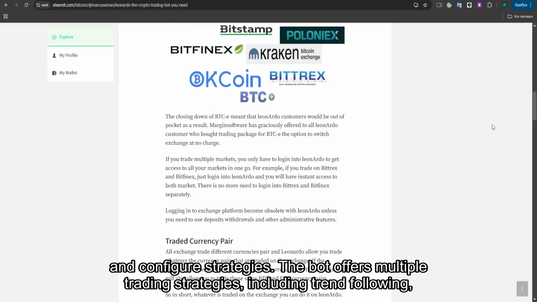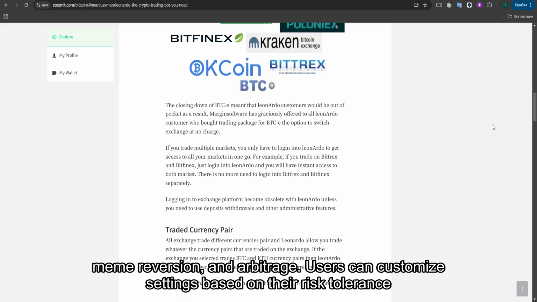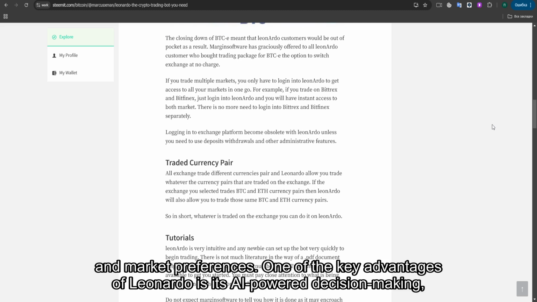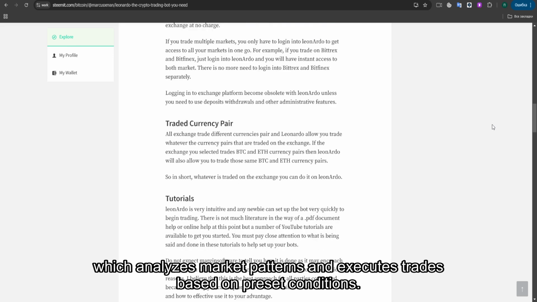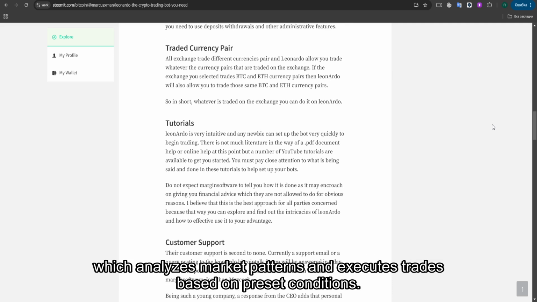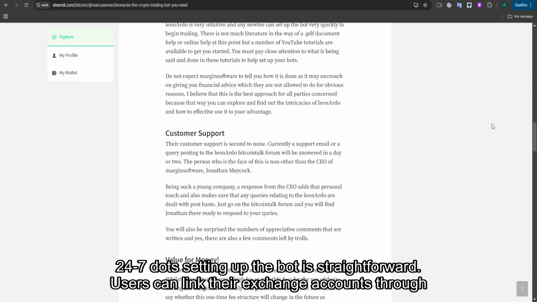The bot offers multiple trading strategies, including trend following, mean reversion, and arbitrage. Users can customize settings based on their risk tolerance and market preferences. One of the key advantages of Leonardo is its AI-powered decision-making, which analyzes market patterns and executes trades based on preset conditions. This reduces the need for manual intervention, allowing users to take advantage of market fluctuations 24/7.